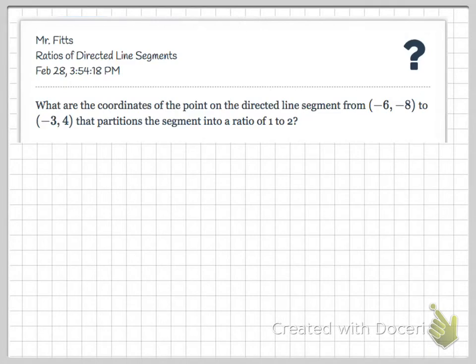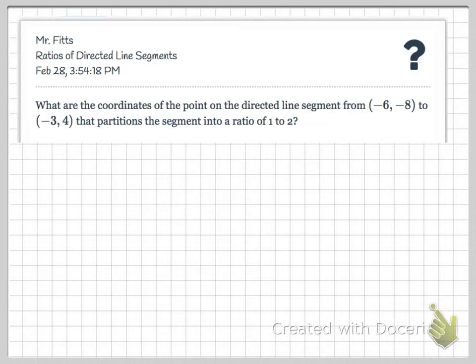So here's an example of a Delta Math problem. And Delta Math problems are directed line segments. What they do is they give you two coordinates, and then they want you to divide the line segment into a ratio. So in this example, what are the coordinates of the point on the directed line segment from (-6, -8) to (-3, 4) that partitions or divides the segment into a ratio of 1 to 2?